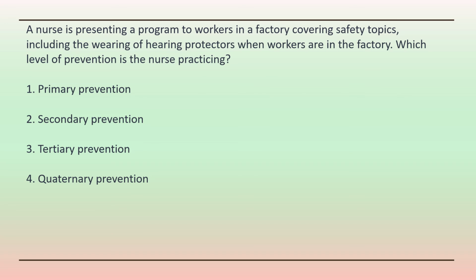A nurse is presenting a program to workers in a factory covering safety topics, including the wearing of hearing protectors when workers are in the factory. Which level of prevention is the nurse practicing? 1. Primary prevention. 2. Secondary prevention. 3. Tertiary prevention. 4. Quaternary prevention.